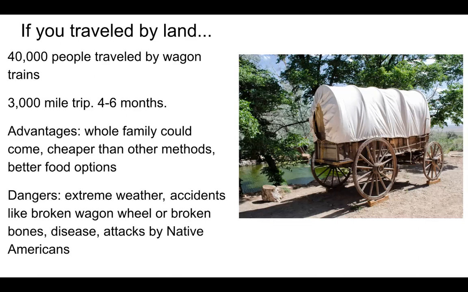But dangers here, you're also going to be very susceptible to weather. If you think about areas you're going to be traveling through, you could be traveling through areas that are hit by tornadoes or hurricanes, things like that, drought as well. You could end up with accidents. So you could have a broken wagon wheel. Your oxen could die, things like that. You might have a child that ends up with broken bones that you have to try to figure out how to set while you're on the road.